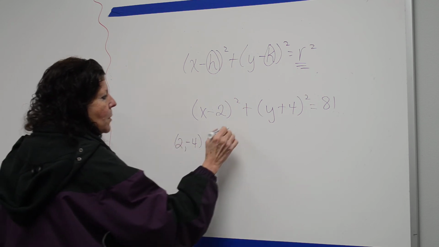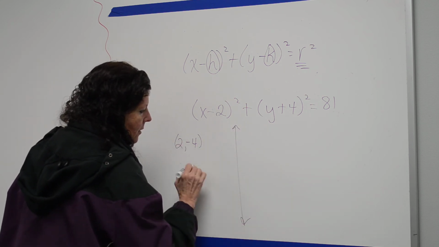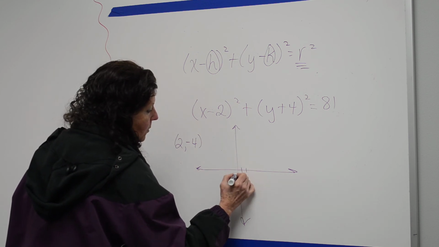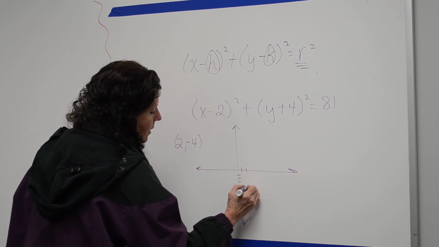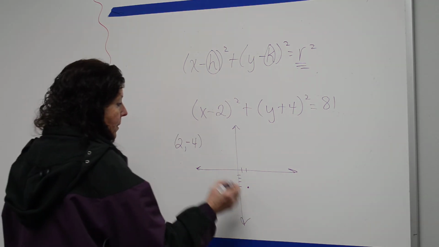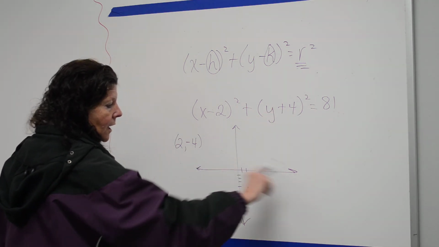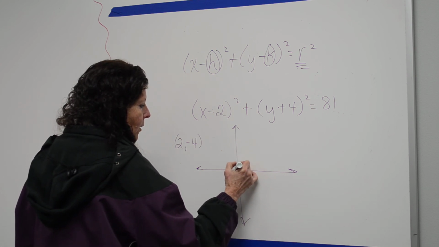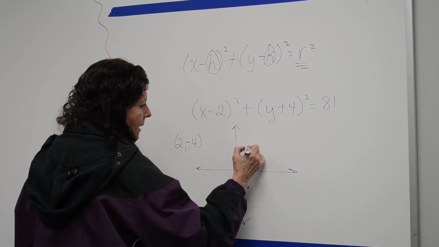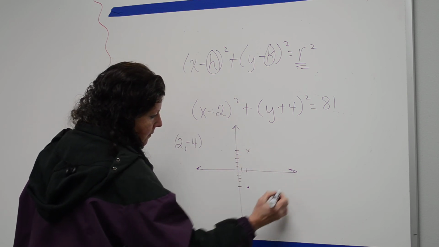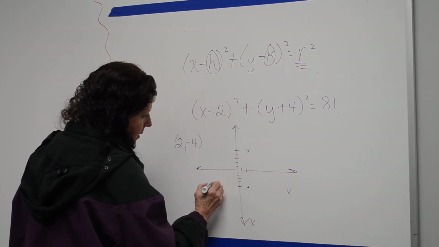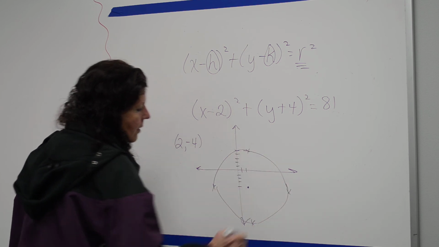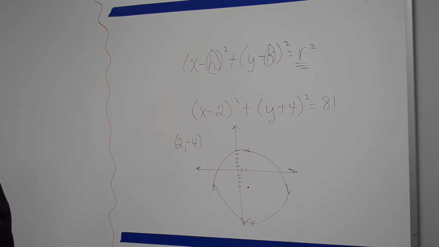So I'm going to put that point, going to make a really small graph here. So I'm going to go 2, 1, 2, 3, 4. And then I'm going to go up 9, down 9, to the right 9, and left 9. So 1, 2, 3, 4, 5, 6, 7, 8, 9. Down here, over here, and over here. Okay, so you're going to have some problems like that.